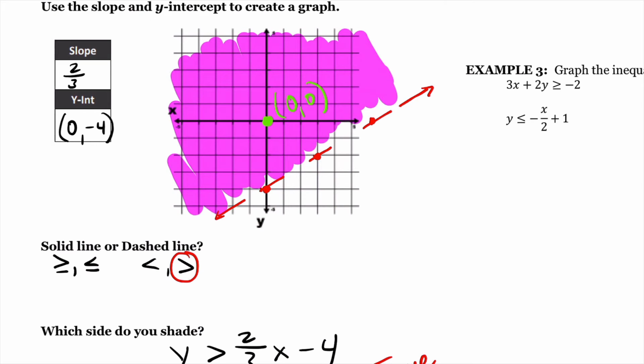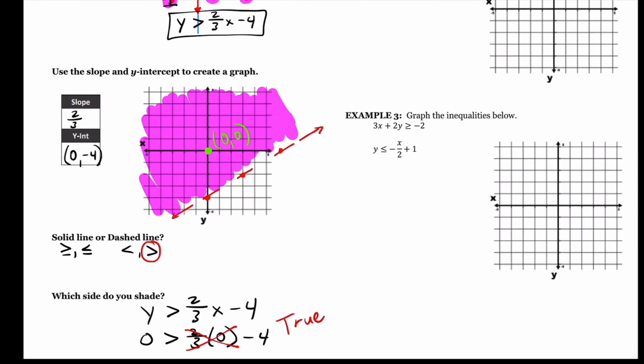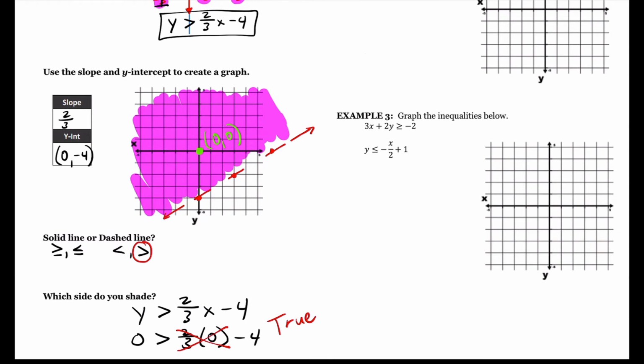Done. So every dot in the purple is a solution. Every dot in the purple. So all of these dots, here, here, here, here, here, here, here, all of those dots are in the solution. Okay, we're done. That's all you do.